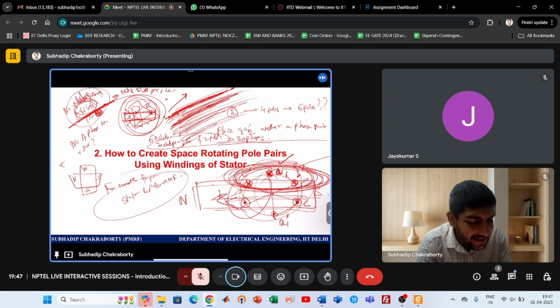You understand, na? Because if there are N conductors and a magnet is rotating, one time it will induce maximum voltage here, another time it will induce maximum voltage there. So all the voltages will be of different phases.